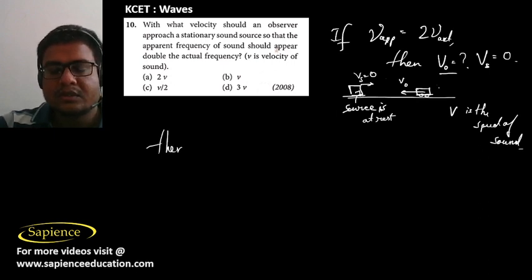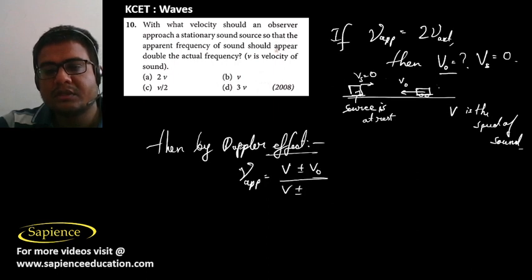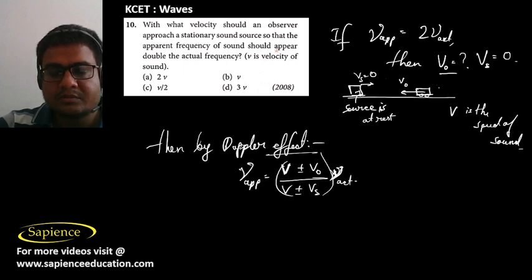that by the Doppler effect rule, we know that the apparent frequency is given as V plus minus V naught by V plus minus Vs into nu actual. It means the apparent frequency equals speed of sound plus or minus the speed of the observer divided by speed of sound plus or minus the speed of the source, into the actual frequency.